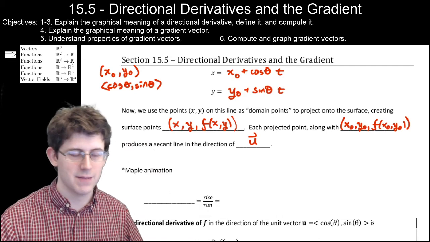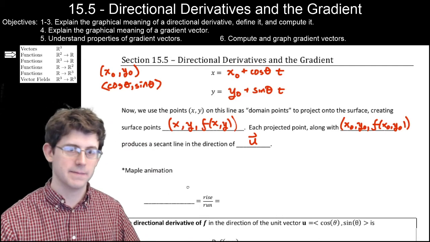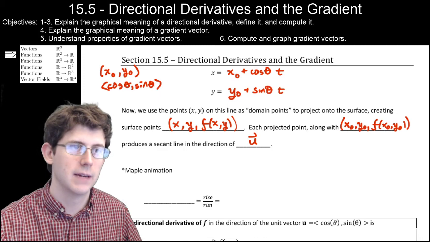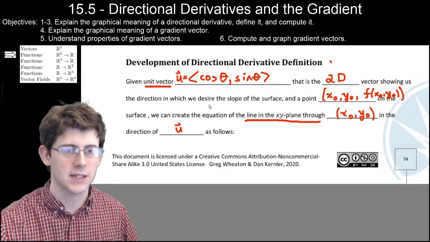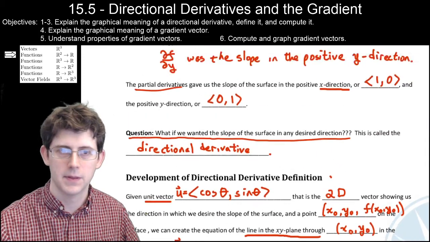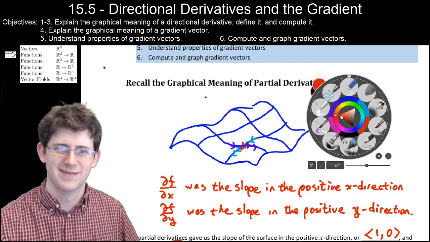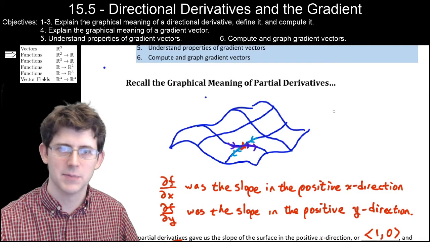This says maple animation. I don't have a maple animation. It's too bad. See if I can get it on the picture that we had before. Not really. Maybe if I draw a simpler one.